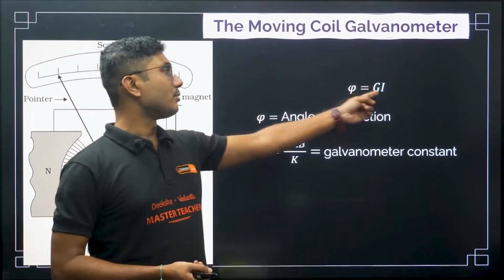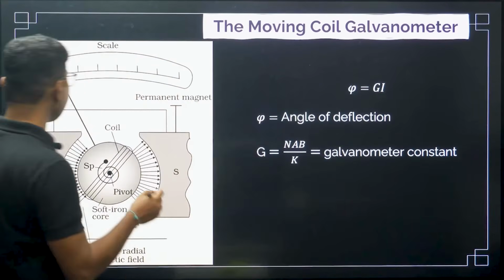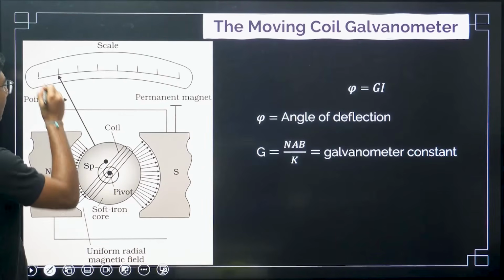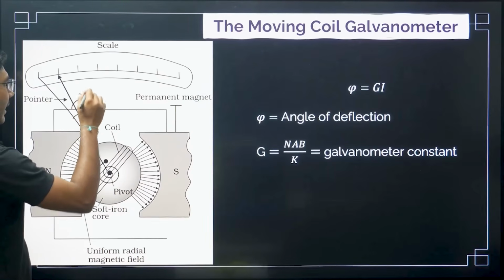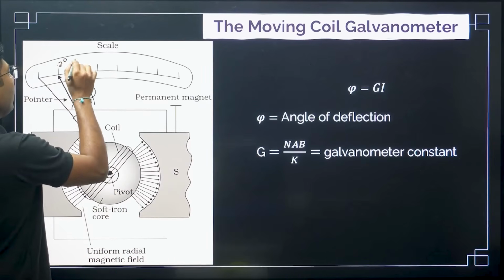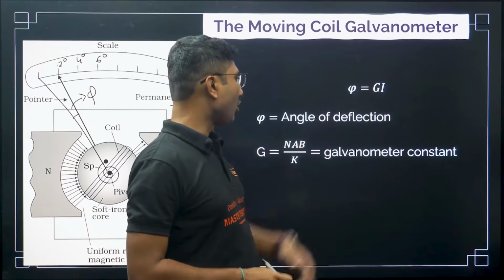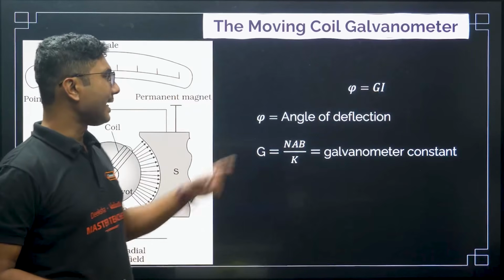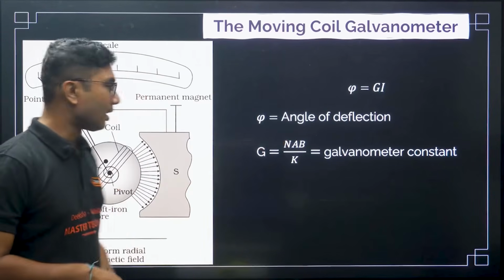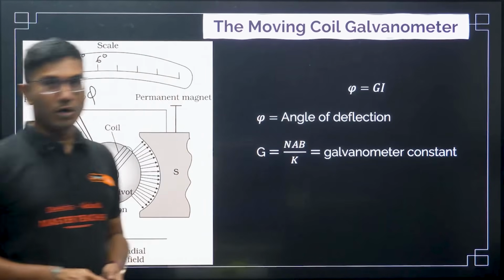Now this is the basic formula of deflection in a galvanometer. This is the angle of deflection. Suppose initially the galvanometer was here and it deflected by some angle. So this angle is called the angle of deflection of the galvanometer. Generally you are measuring this angle here, say 2 degree, 4 degree, 6 degree, like that. And G is called the galvanometer constant, which is given by NAB by K. N is obviously the total number of turns, A is the area of the coil of the galvanometer, B is the external magnetic field, and K is the spring constant.